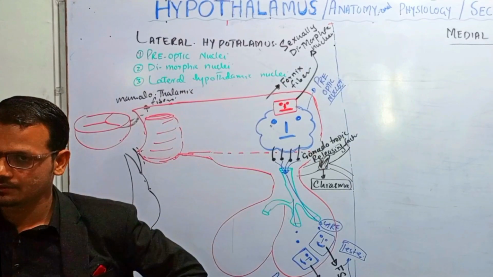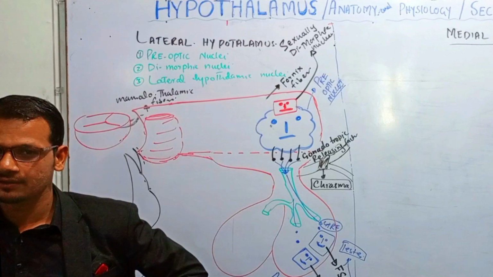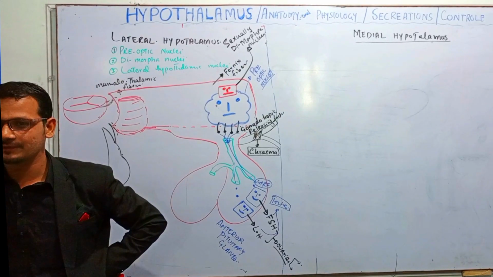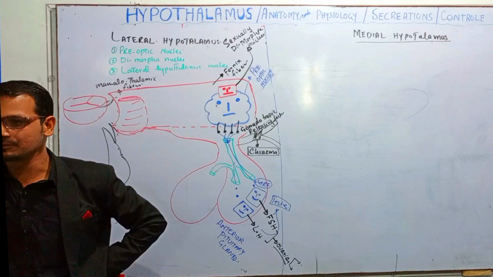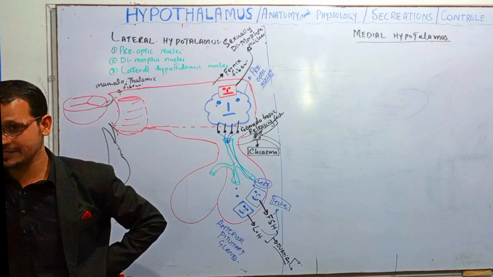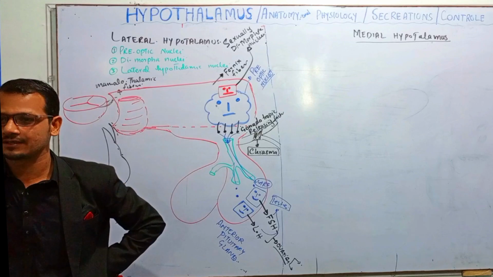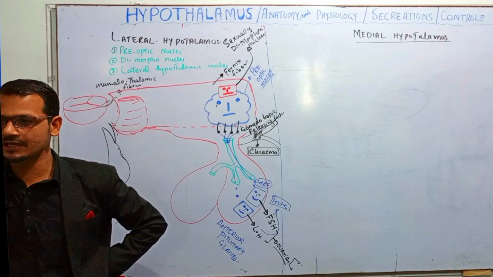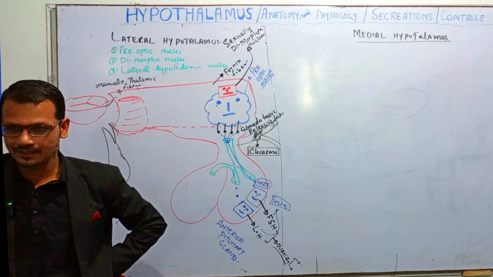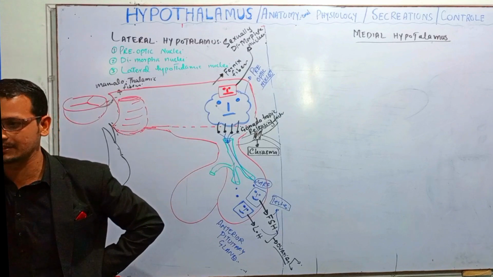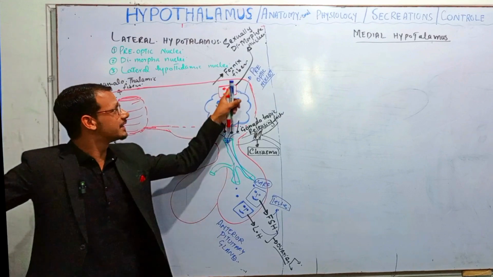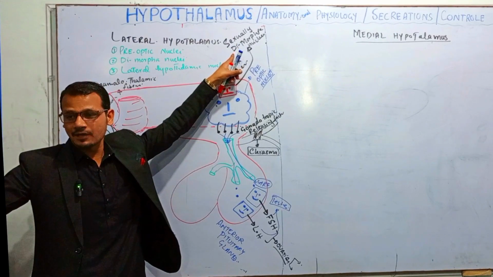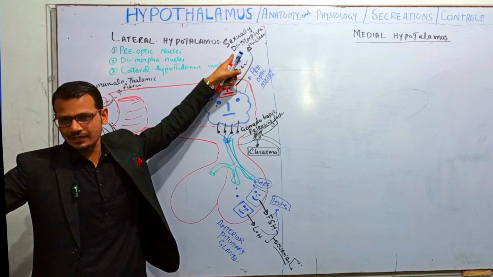homosexuality. Who is homosexual? No one. What is homosexual? When same sex likes same sex. For example, males like males and females like females. This is called homosexuality, homosexual functions, and this is the role of the sexually dimorphic nuclei, which is present in the hypothalamus.